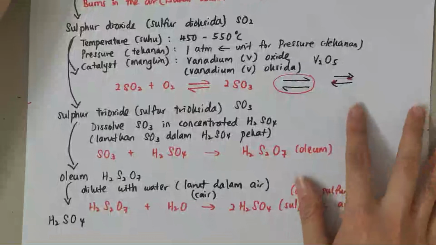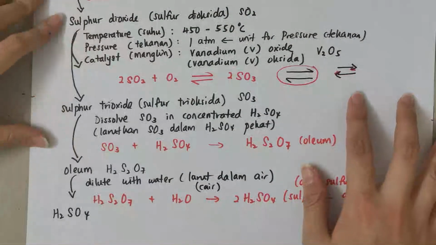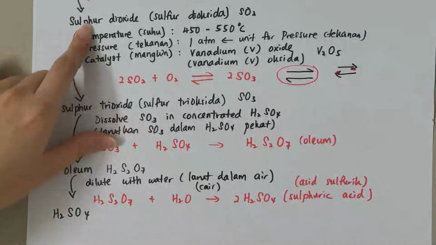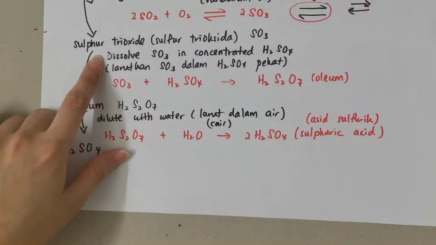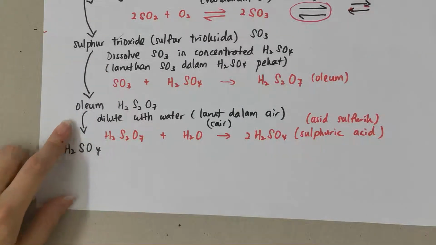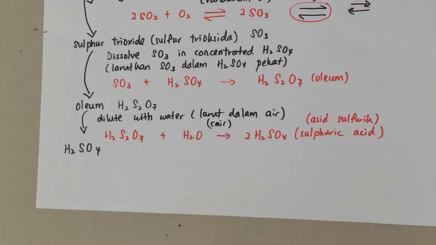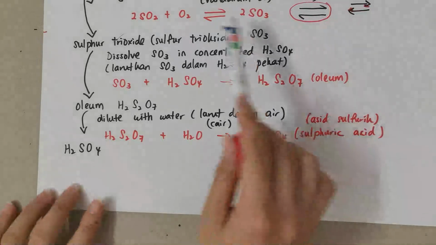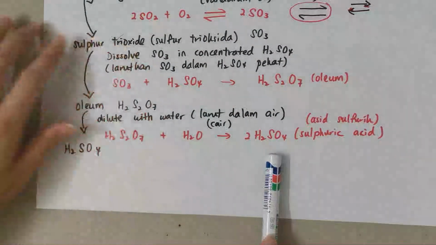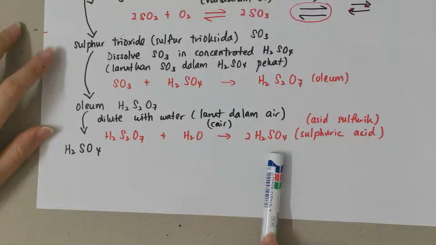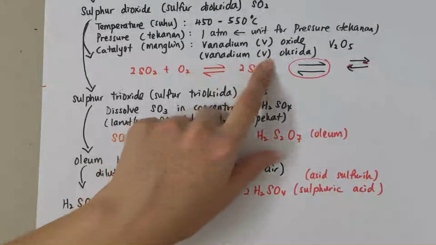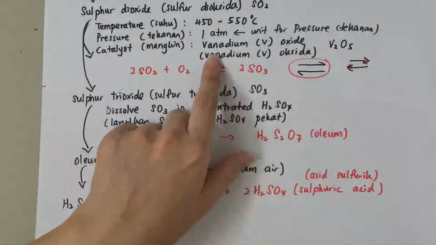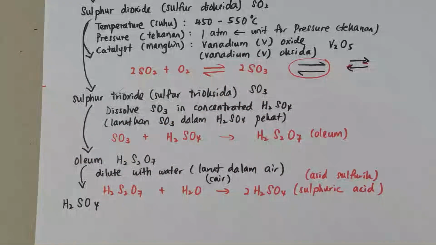So it is just these 4 stages. First, sulfur goes to sulfur dioxide, then sulfur trioxide, then oleum, and finally H2SO4. You have to memorize all the stages, kena hafal semua tahap, and all the chemical equations must be memorized. And the most important part, the catalyst, mangkin: V2O5, vanadium(V) oxide. This one also must be memorized.